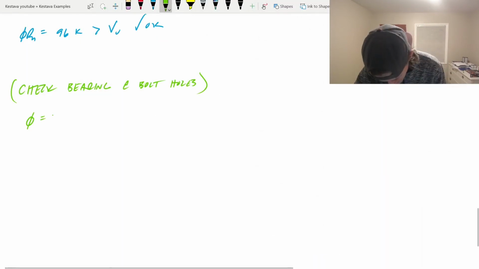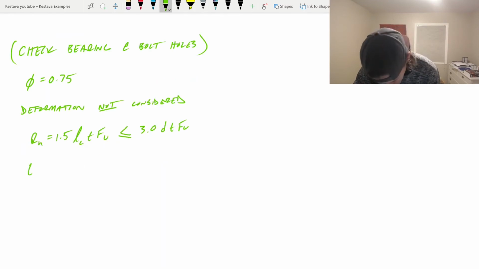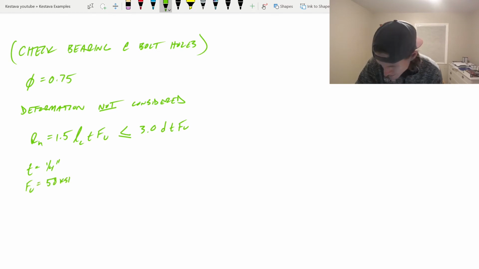So phi is equal to 0.75. Deformation is not considered, which means the two equations can be written like this. So you can do Rn is equal to 1.5 Lc t Fu needs to be less than or equal to 3.0 D times t times Fu. So t is your thickness of plate, which is 1/4 inch. Fu is 58 ksi. That's from our material of our plate. D is equal to 3/4 of an inch, and that is our bolt diameter.